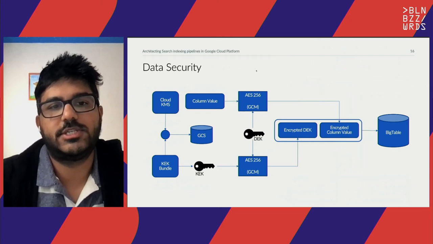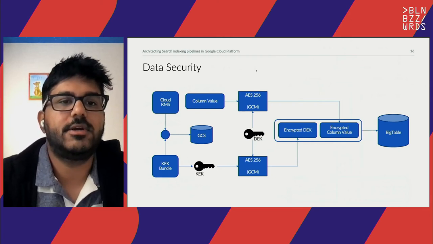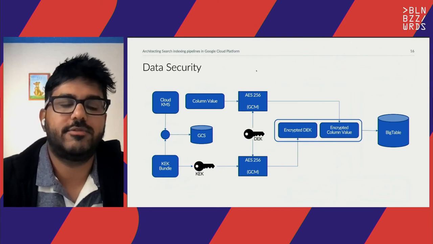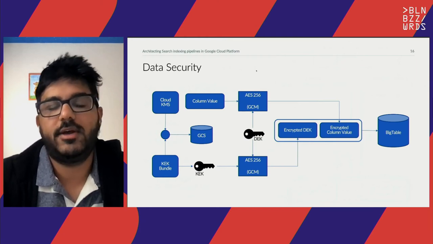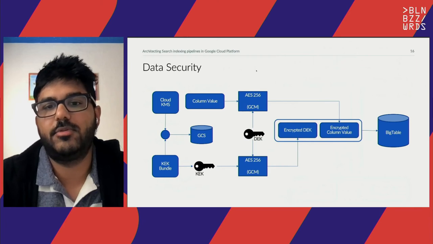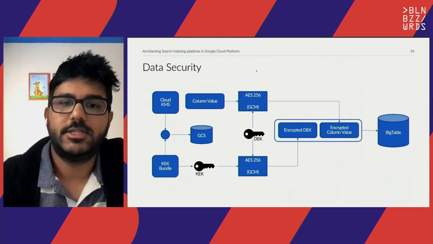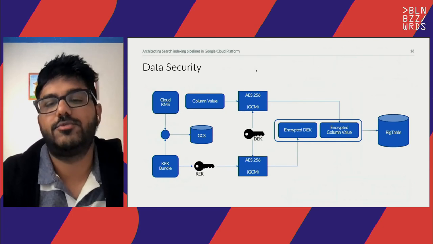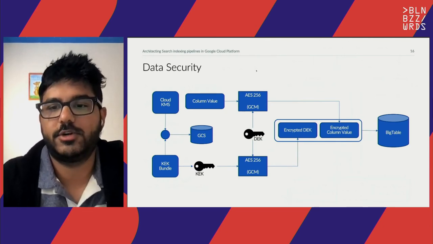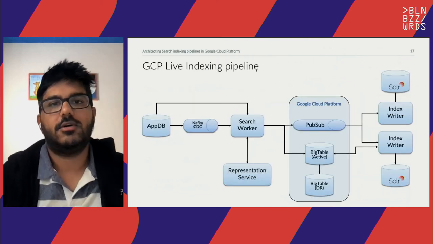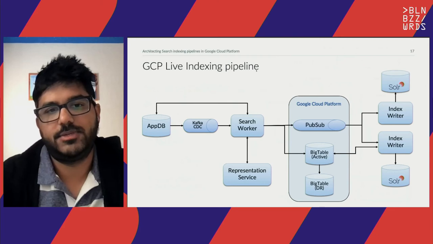What this ensures is that we can easily rotate the key in Cloud KMS, which then changes the encryption of the KEK, and we don't have to do the expensive operation of re-encrypting our data encryption keys in Bigtable very often. This enables us to process the data securely and adhere to compliance requirements for our customers to process the data in public cloud. This is how the indexing pipeline now looks like in GCP.